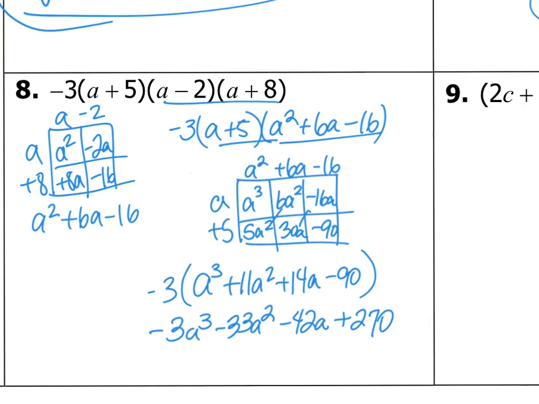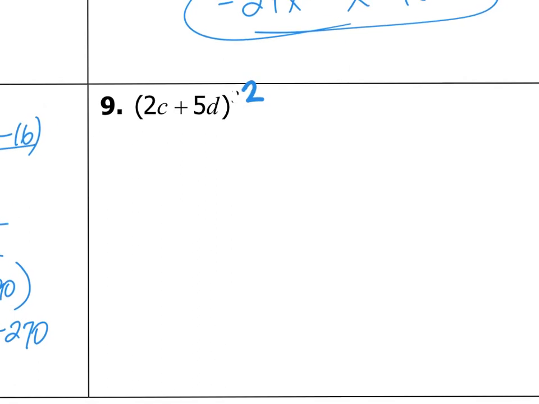Okay. Problem 9 is a problem you've seen before, so I'm not going to go through it. I want you guys to work through this one on your own. This one says 2c plus 5d squared. So I wrote on your papers 2c plus 5d times 2c plus 5d. Remember, squared means multiply by itself, so you're going to repeat each factor. Then you're just going to set up 2 boxes and multiply that one out. So I'm going to let you guys do that one on your own.